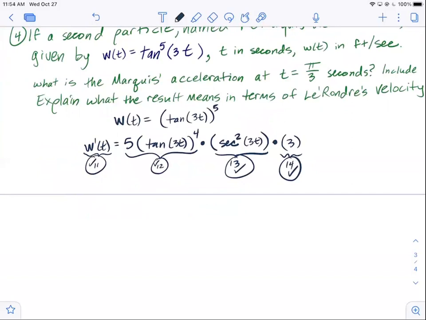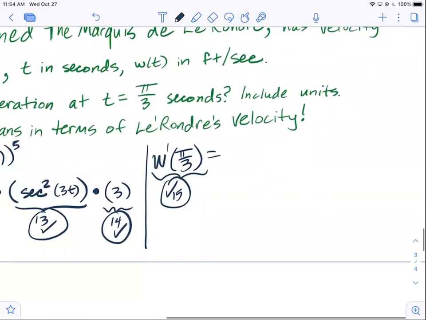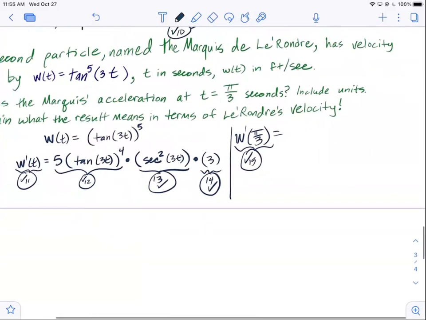And of course, now if you want to simplify that, feel free. But I'm just going to plug in pi thirds. So W prime of pi thirds equals, and notationally, we got it as another check. So again, Zechariah, you can have dW/dt if you did Leibniz notation here. Oh, okay. All right. And then dW/dt evaluated at, okay, so I'm just going to plug in.